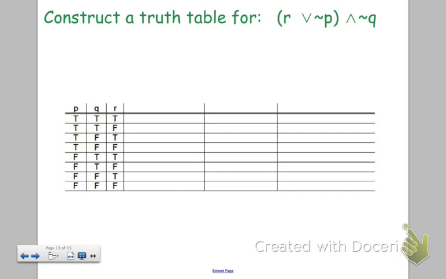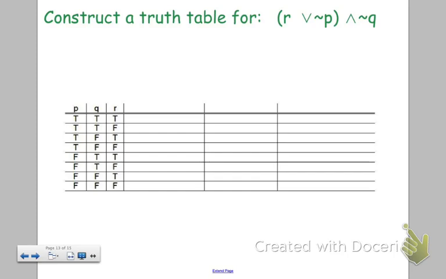All right, this is it. This is our last example. It's another one with 8 cases because I have 3 statements. This time I'm going to construct a truth table for the quantity R or not P and not Q. So that R or not P is what's in parentheses.